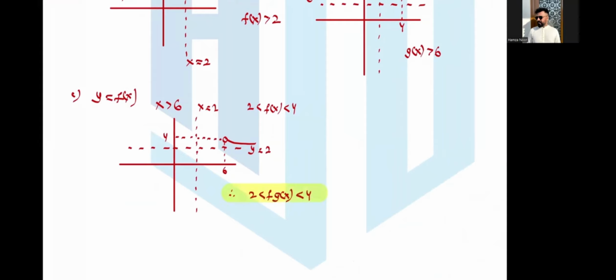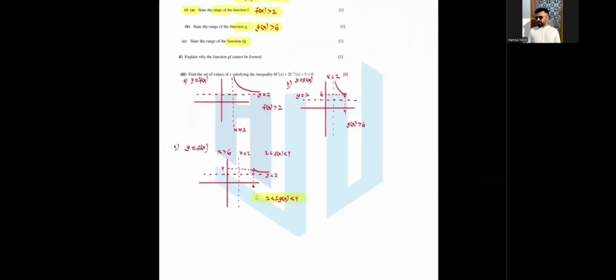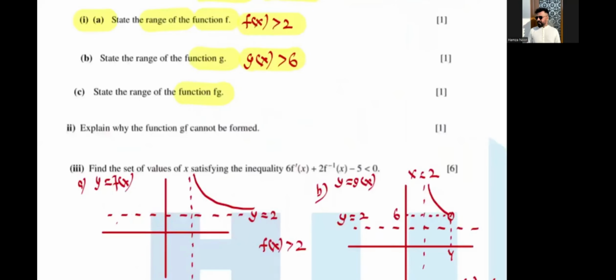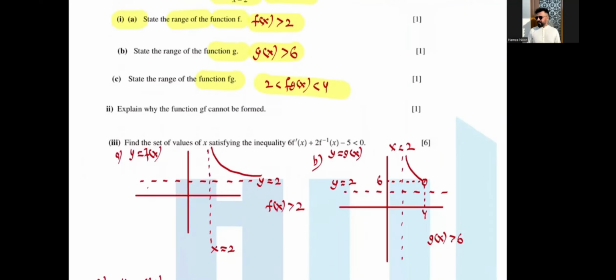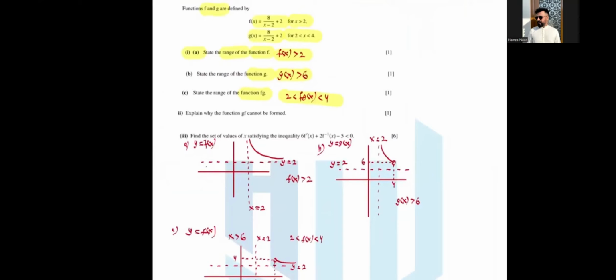The range of the outer function will become the range of the composite function. Outer function is f, inner function is g. So the part C answer is that fg(x) is more than 2 and below 4. All right, so this was part C.